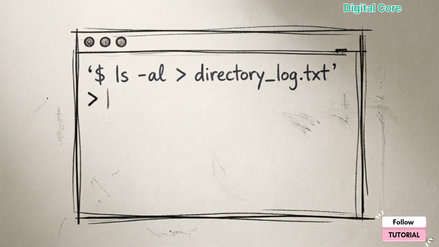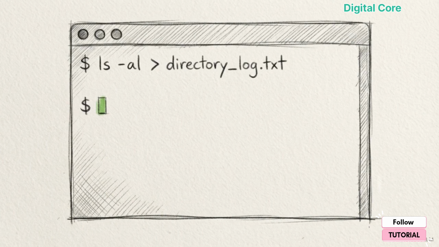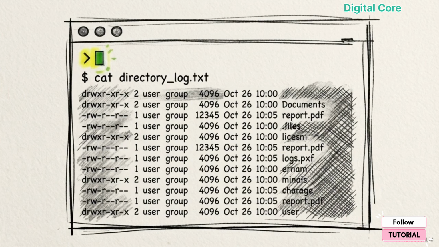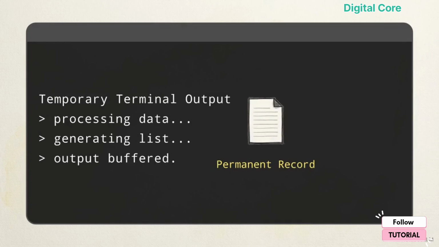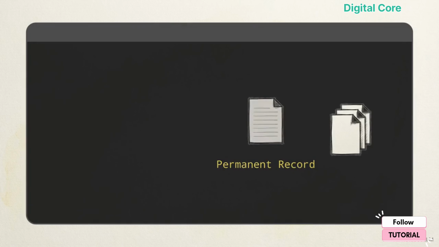You can save a full directory listing by typing ls -al, a single arrow, and directorylog.txt. The terminal remains silent because the data was intercepted and sent directly to the text file. Running cat directorylog.txt reveals the listing was successfully captured. This process allows you to turn temporary terminal displays into permanent records for troubleshooting or logging.